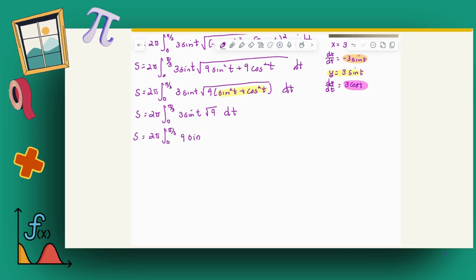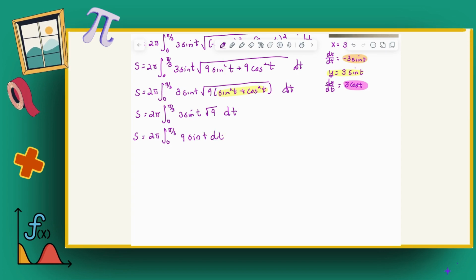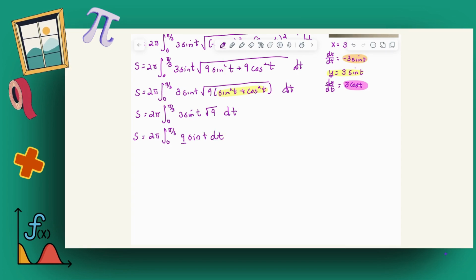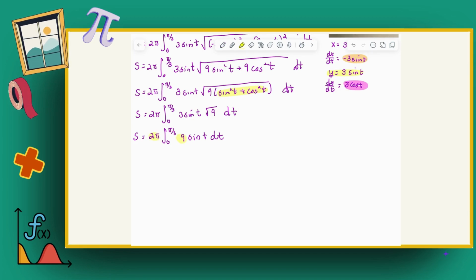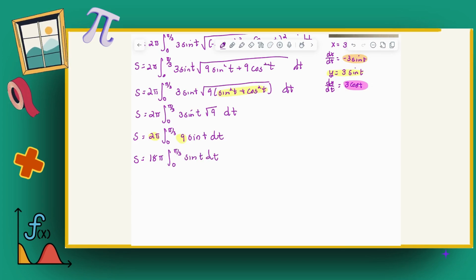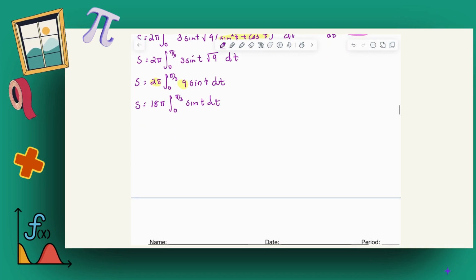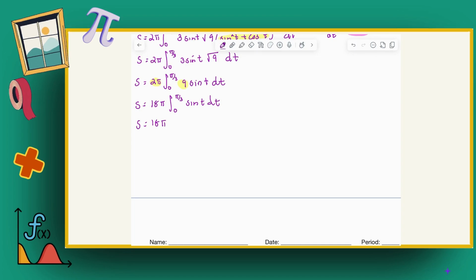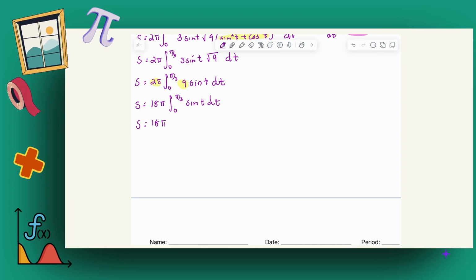And so I can take that 3 times it by the other 3 to equal 9 sine t dt underneath my integral. Now I'm going to factor out that constant 9, and 9 times 2 pi is going to give me 18 pi as my coefficient outside my integral. And all I have to do is figure out the integral from 0 to pi over 3 of sine of t dt. That's simplified pretty easily.